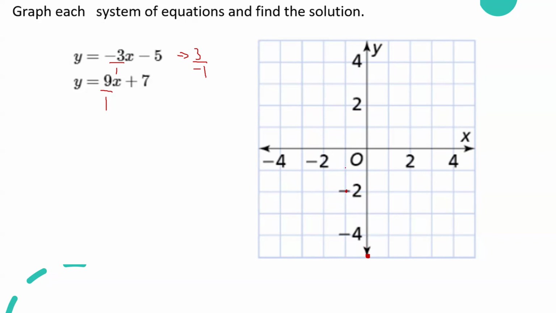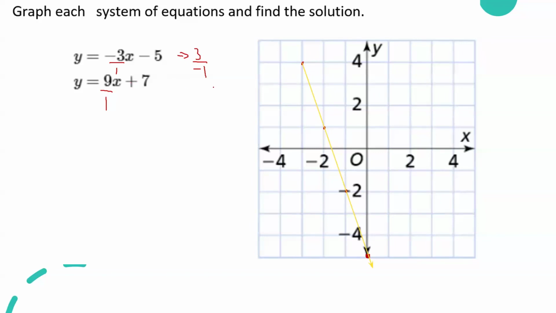So I'm going to go up 1, 2, 3, then run 1 to the left. Again, go up 1, 2, 3, then run 1 to the left. So these are my points. Now I'm going to connect my points by using a straight line. Remember, the slope is negative, which means that your line should be trending downwards. So this is my line for my first equation.